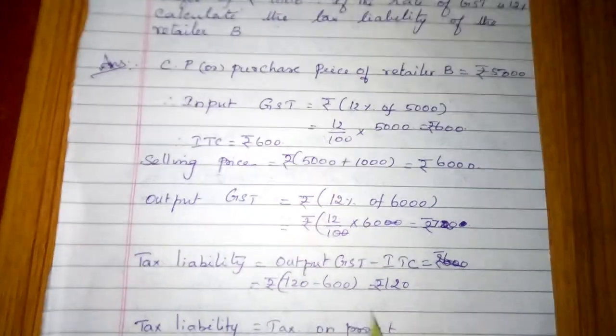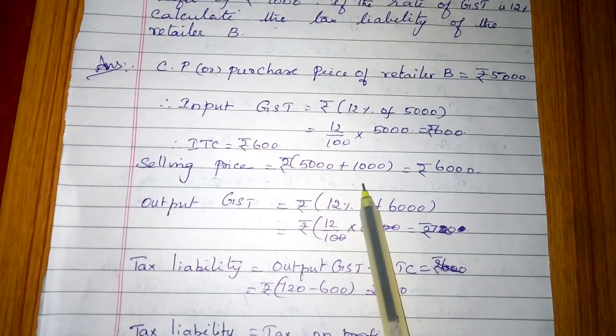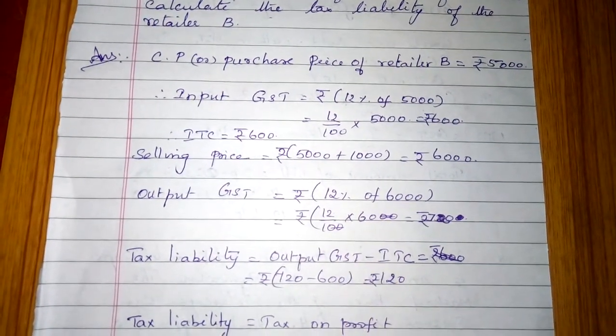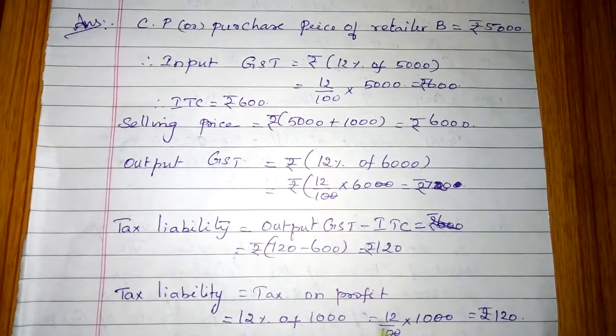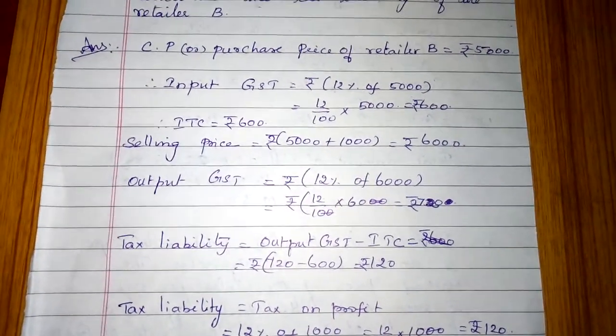Tax on profit means the profit is 1000 rupees. So the tax is 12%, so 12% of 1000 rupees is 120. That one is the same.